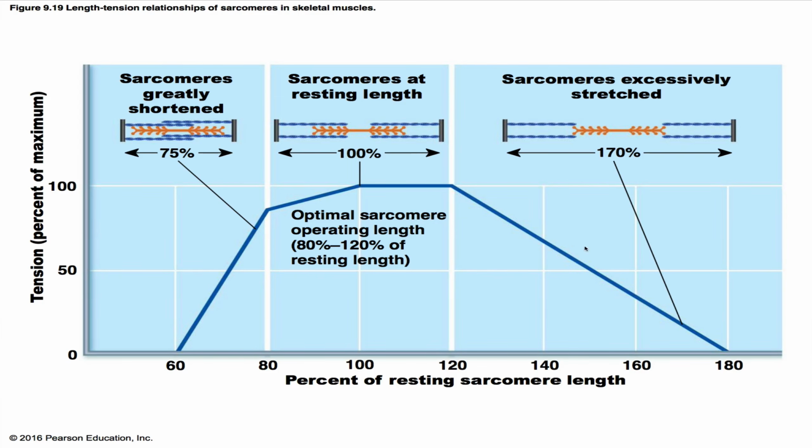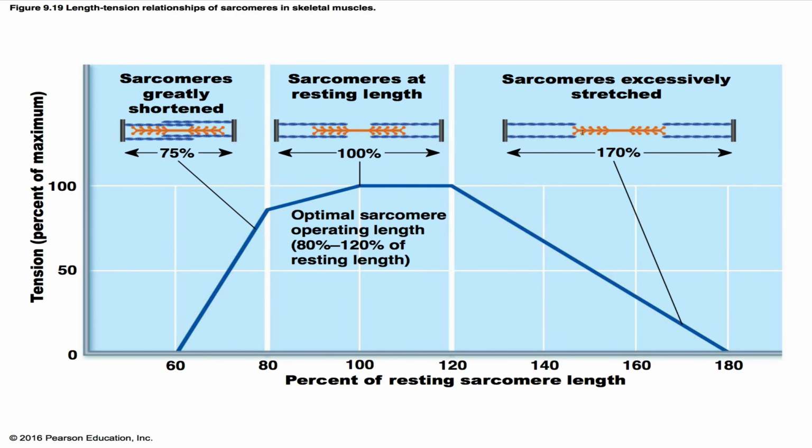And this is what this picture is showing you. Remember what we said? The optimal sarcomere operating length is between 80 to 120%. When it's between 80 to 120%, what they're trying to tell you is this: these myosin heads and the actin are able to attach and pull themselves entirely. So now they can take advantage and forcefully contract because they have all this area to play with.